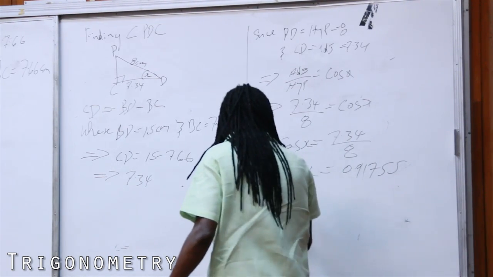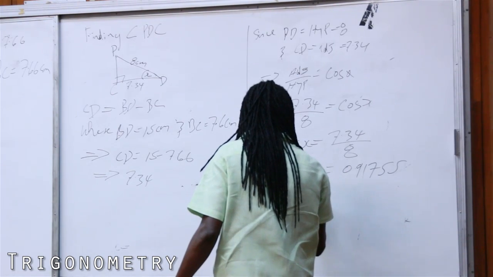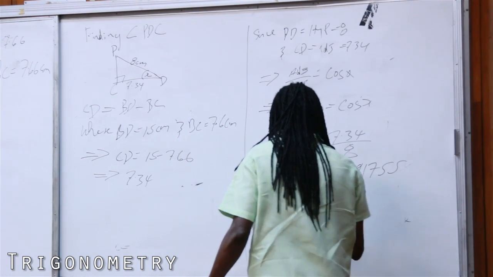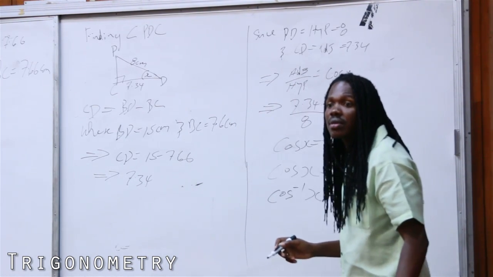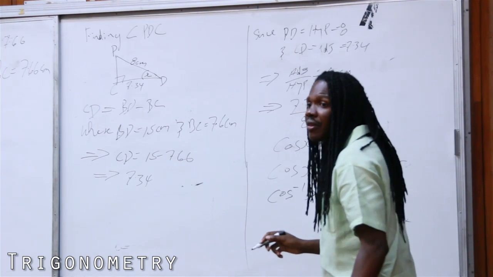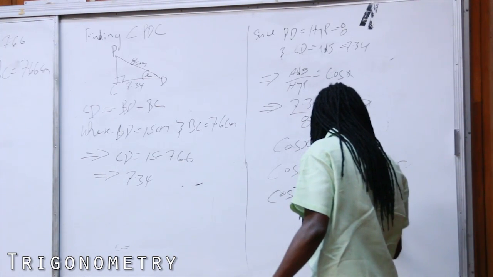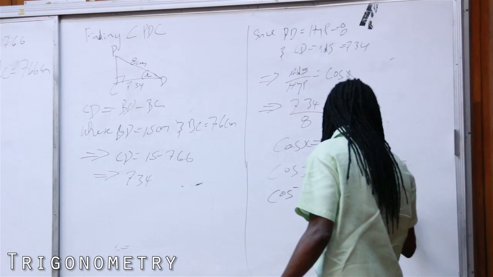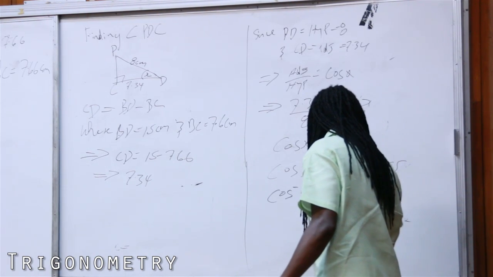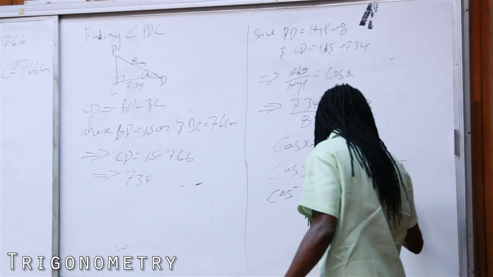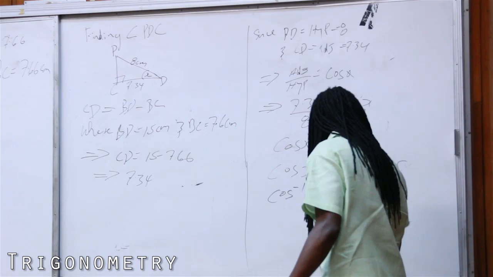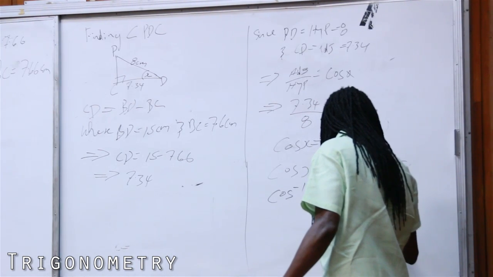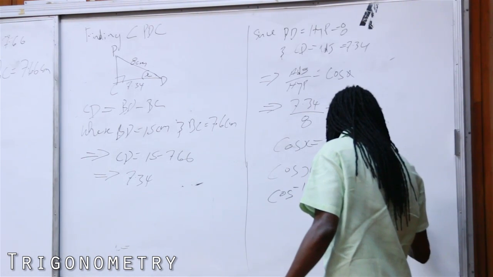That gives 0.91755. Cos inverse gives what? 23.43. 23.43 what? Degrees. Done.